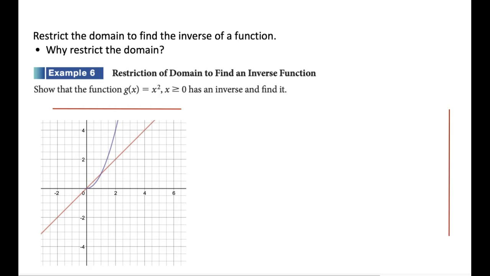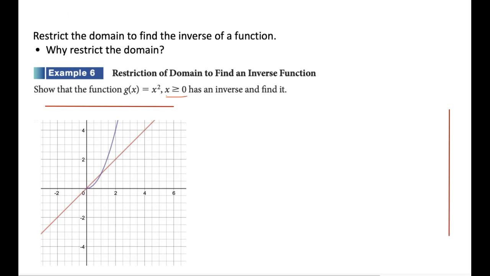Okay, the next thing I want to talk about is restricting the domain to find the inverse of a function. So why would we restrict the domain? Well, if you look at the x squared graph, you find that it's got an inverse if you restrict it. If it went on like this, it would not pass the horizontal line test. This is not a one-to-one function. But if you restrict it and don't include this part over here, take that all away, by simply saying that x must be greater than or equal to 0, that means now it only goes from 0 up.